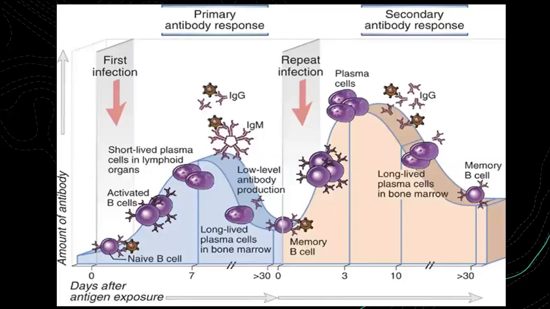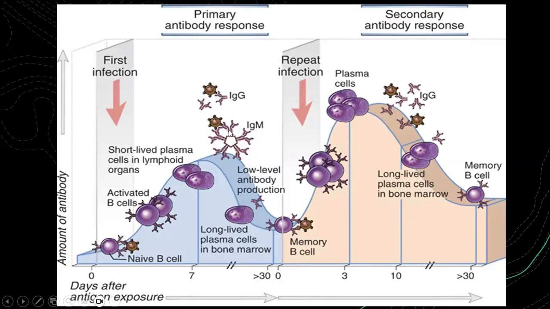And this is a table just summarizing the primary versus the secondary response. So this is where you begin with a naive B cell. This B cell is not yet activated, it's just waiting to become activated. When it recognizes the pathogen and it becomes activated through the help of a T cell, you then get plasma cells being produced, and these would produce antibodies.